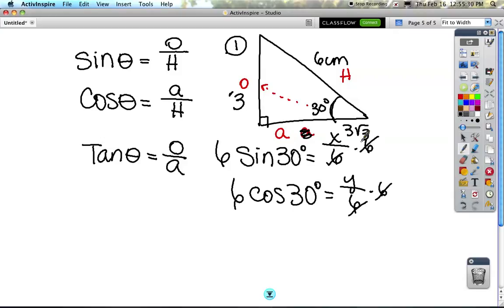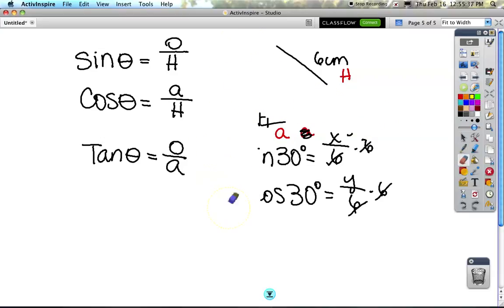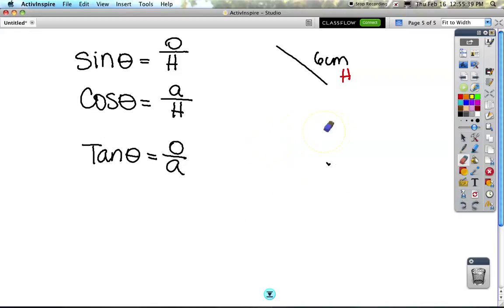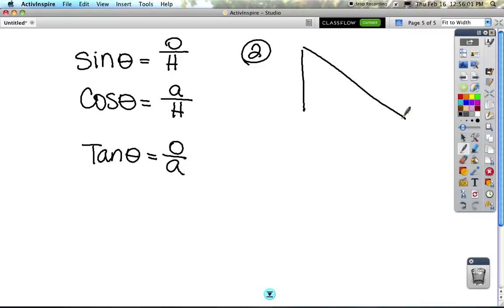Okay. Let's look at number 2 together. How do you know what the label is? How do I know whether to put O or A next to H? Because the O is opposite of that angle. Always? Always. O is opposite of that angle. Yep. All right, let's look at number 2.